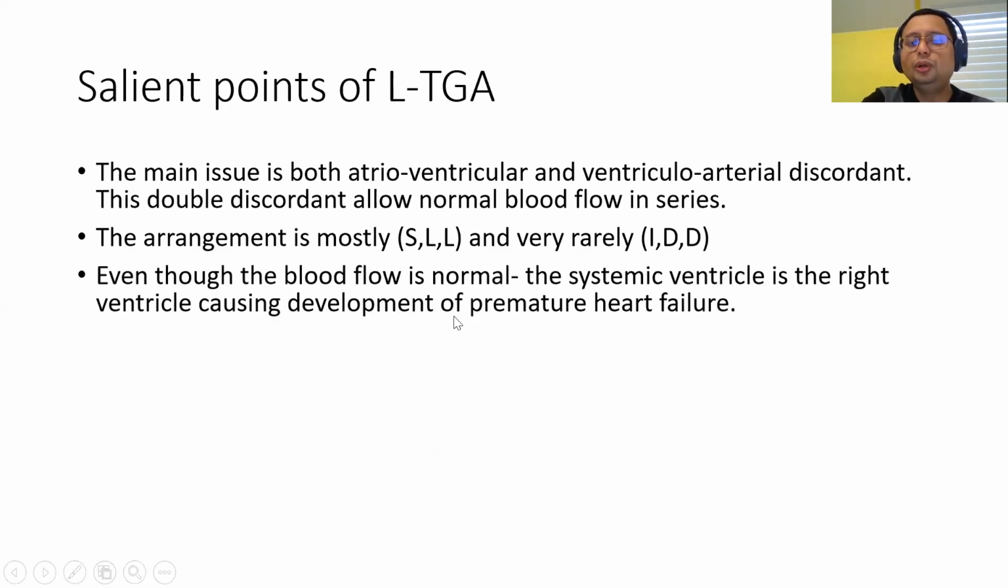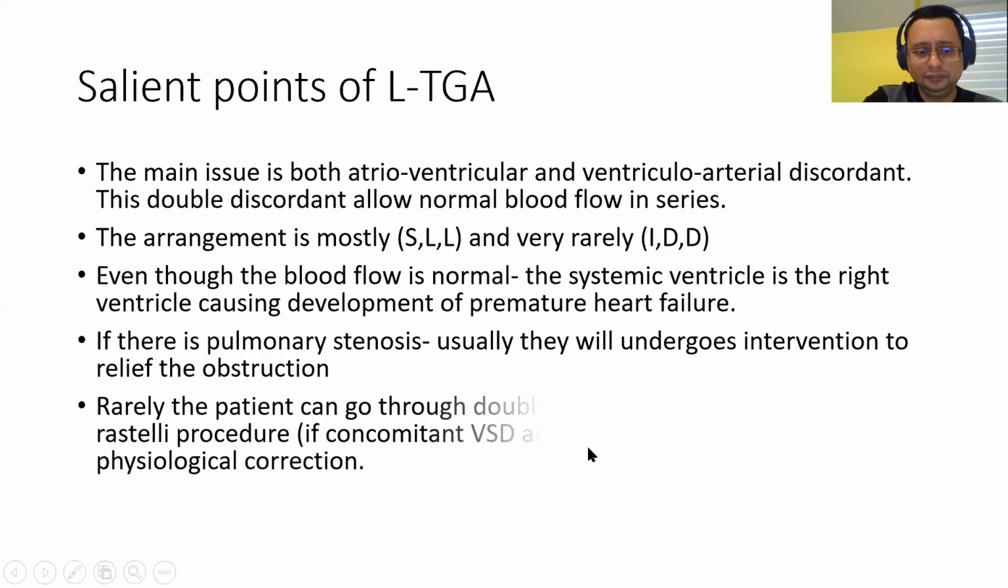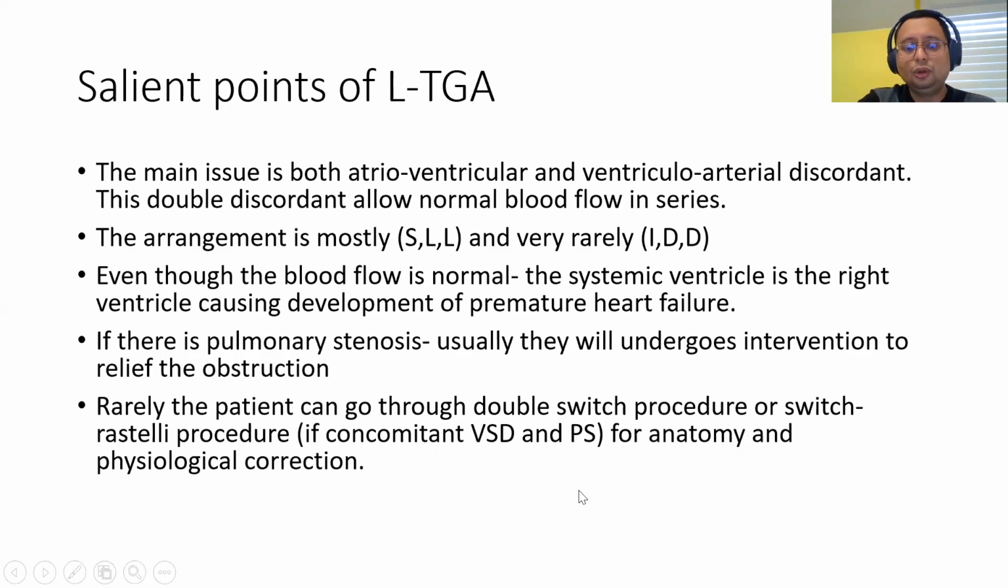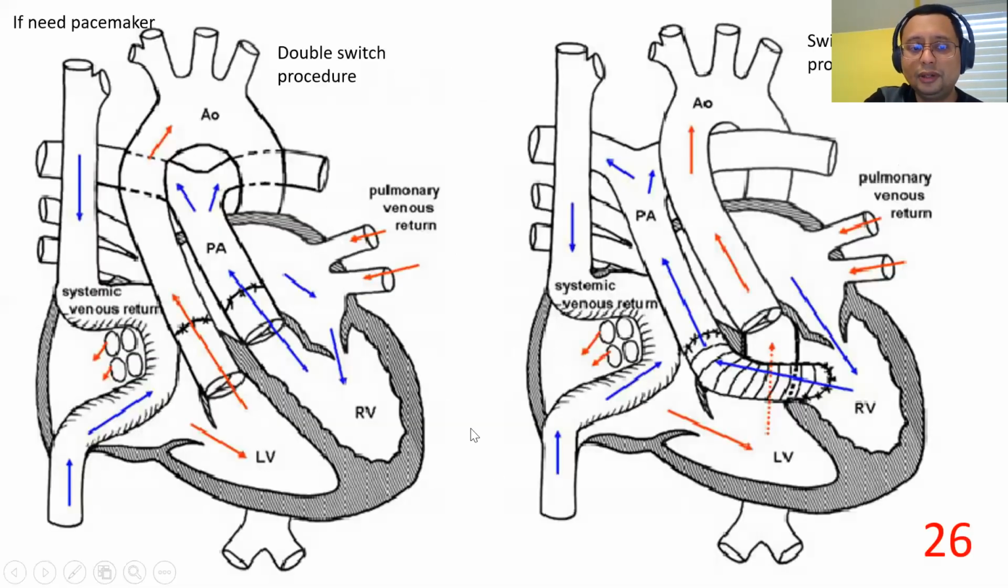So even though the blood flow is normal, the systemic ventricle is the right ventricle, causing development of premature heart failure. If there is pulmonary stenosis, usually they will undergo intervention to relieve the obstruction. Rarely, the patient can go through a double switch procedure or a Rastelli procedure if there is concomitant VSD and PS, for anatomical and physiological correction. And the other option is to opt for Fontan, which is a single ventricle pathway, right?